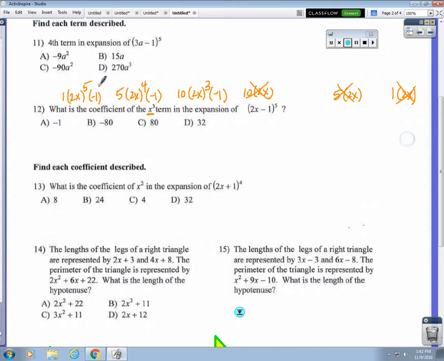And then its exponents do the opposite. It starts out to the 0, please pay attention, and goes up. So the term we care about looks like that. Now we just need to simplify it. 10 times, what is (2x) cubed? 8x cubed. And then what is negative 1 squared? 1. And what does that become when you multiply it? 80x cubed, but they only care about the coefficient, so they just care about the 80 part. Okay, go ahead and try 13.